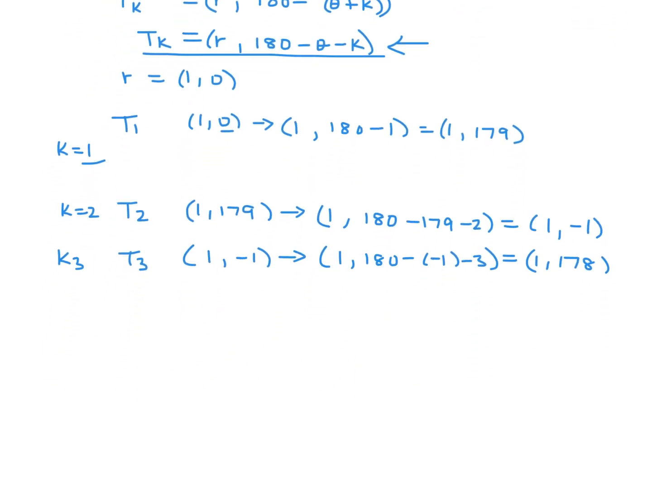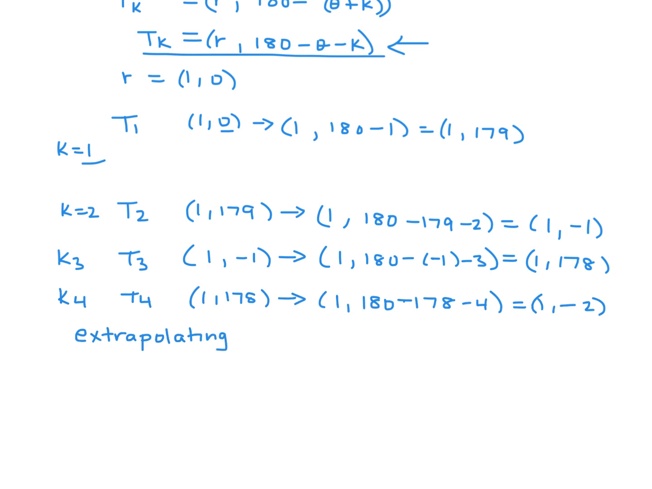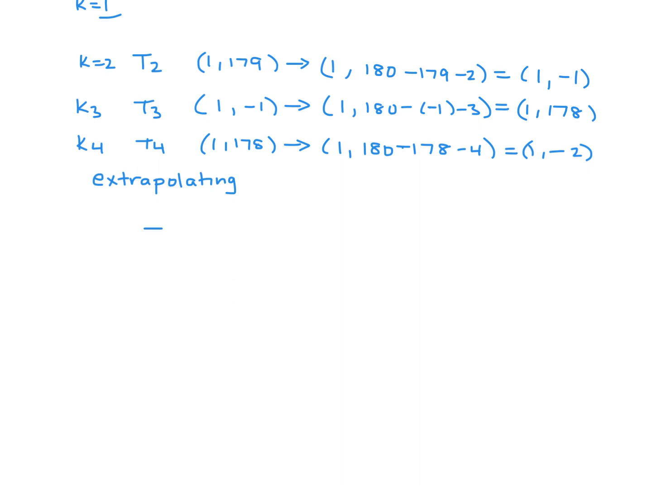Okay, and then you just keep going here. I'll just do one more. k is 4, this is 178. So this is going to 180 minus 178 minus 4. And that looks to me like minus 2. So 1, minus 2. And if you extrapolate this, you basically get the following. When you have an even value for k, it becomes 1 minus n, like that. And you can verify that for these guys. And if it's an odd, 2k minus 1, that kind of story, it becomes 180 minus k.